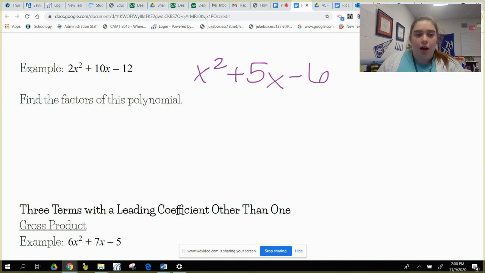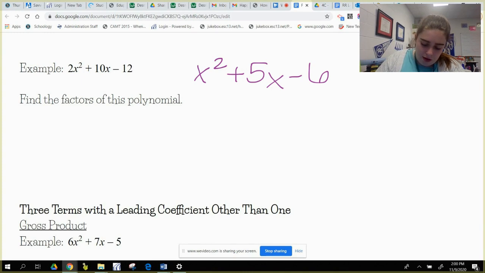Okay, so that is our trinomial that we'll be working with after we took out the greatest common factor. So when you first looked at this, you might have thought, well, this doesn't have a leading coefficient of 1. It's 2, right? But after we took out that greatest common factor, we are left with a leading coefficient of 1, which is why we can use this method. Okay, all right, so the first thing we need to do is list all the factors for negative 6.